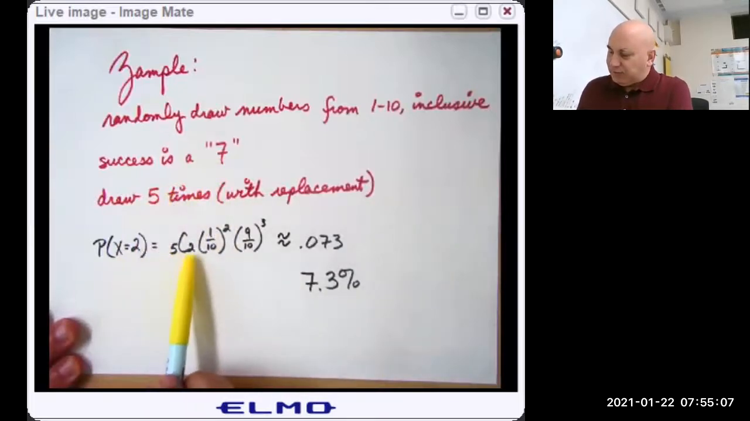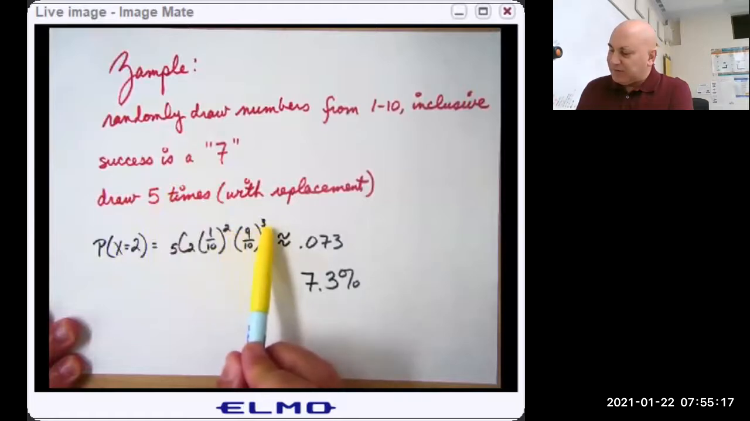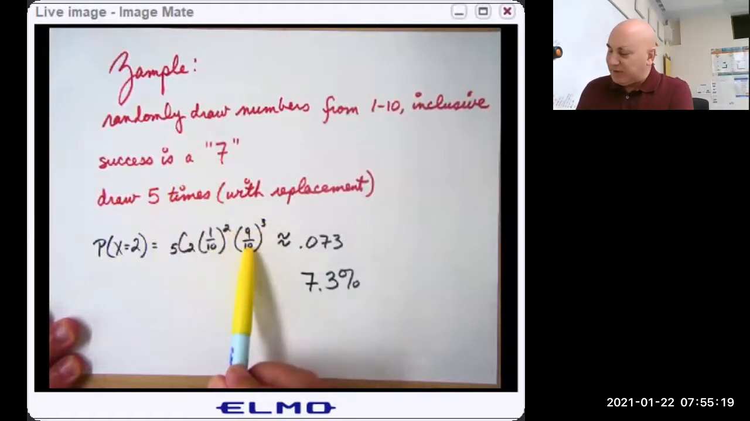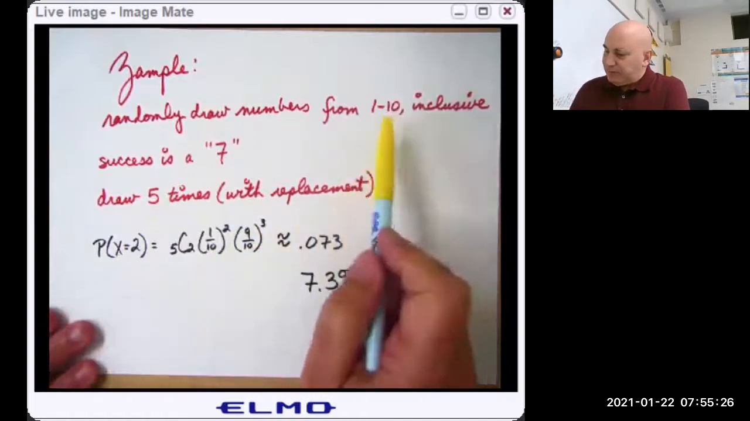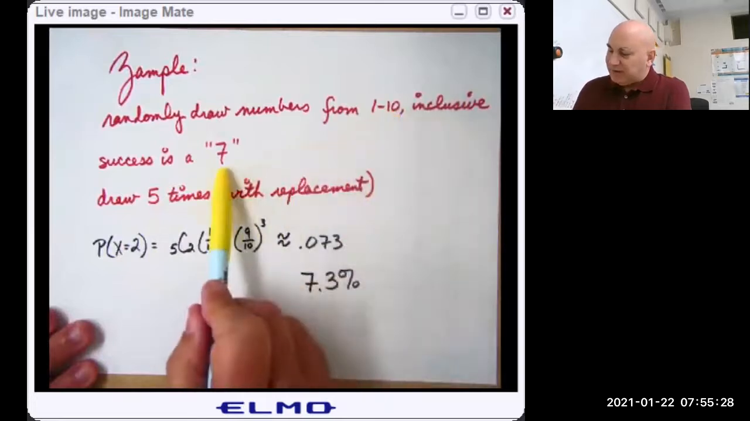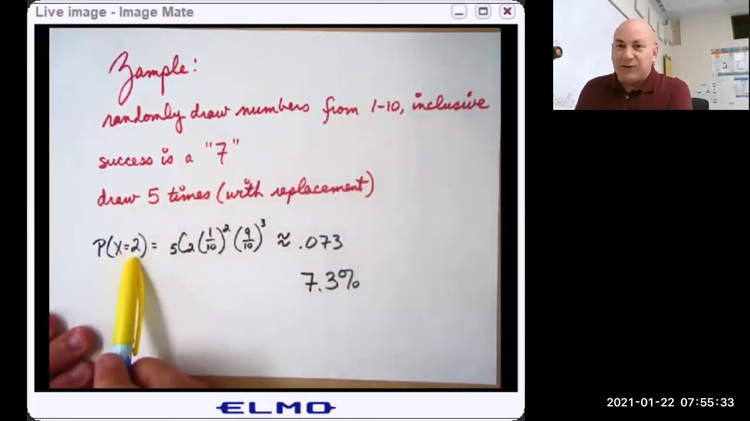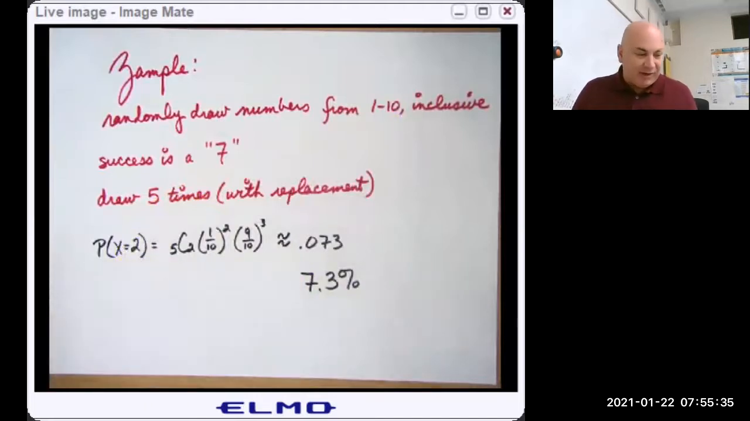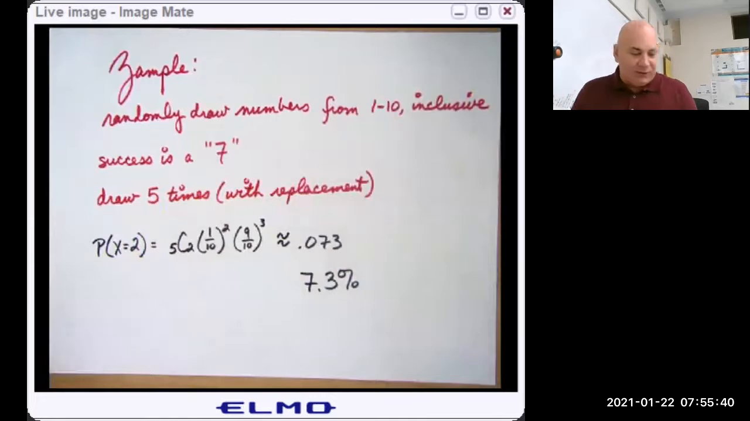Well, there's 5 choose 2, probability of success raised to the number of successes. If we're doing it 5 times, there's our number. If that's the number of successes, that's the number of failures, that's the probability of failure. Turns out there's a 7.3% chance that if we have numbers from 1 to 10 and success is a 7, if we draw 5 times, we're going to get 2 successes. There's our probability. So remember these numbers. We're going to draw 5 times, and we want 2 successes.